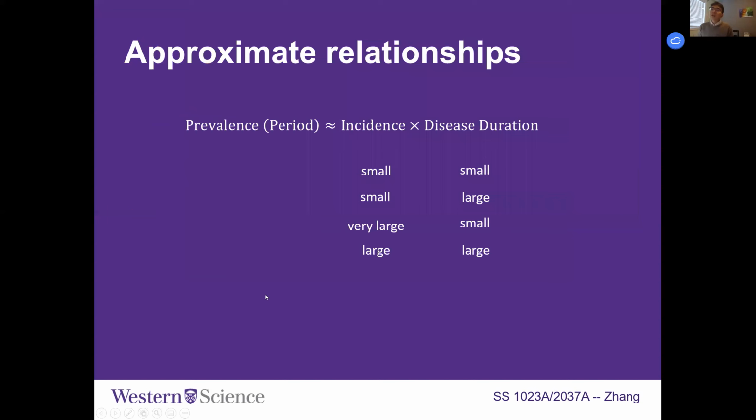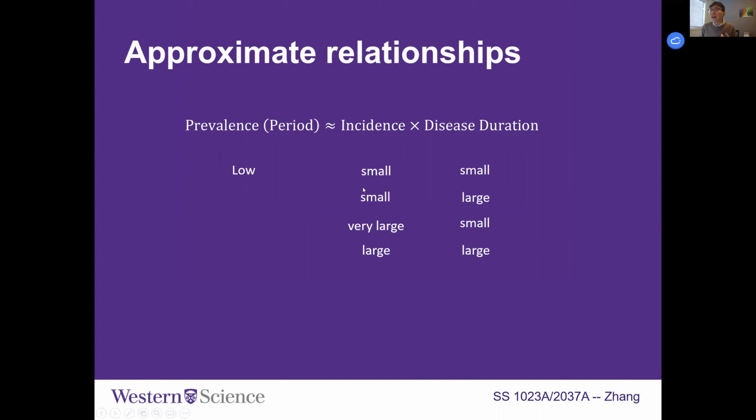Very interestingly, there's an approximate relationship between the prevalence and the incidence. We say the prevalence is approximately equal to the incidence multiplied by the disease duration. We say approximate because we're not saying that we can use this relationship to exactly calculate our prevalence from the other information. But what we can learn from this relationship is that we can have a good sense of the level of the prevalence, or we can infer the situation of the incidence according to the levels of the other two measures. For example, if we have a small incidence and a small disease duration, definitely we will know that our prevalence will be very small.